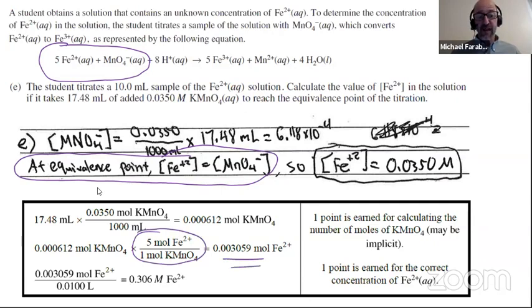Okay, so if you're given a balanced chemical equation, pay attention to the coefficients, especially when you are doing stoichiometry calculations.